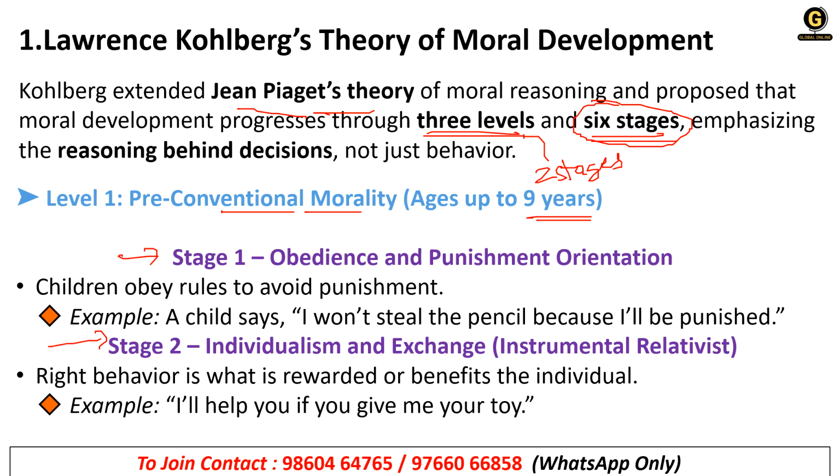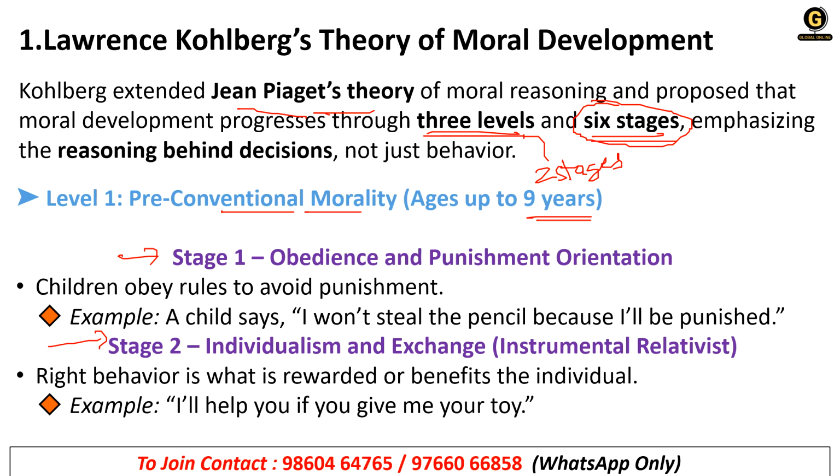So the child obeys the rules just to avoid punishment. Children believe that rules must be obeyed. Why? Because to avoid the punishment. Actions are considered wrong if they lead to punishment, regardless of the intention behind it. The child must know that if he or she does something wrong, he or she will be punished. So the child will not do anything against the rule; the child will not break any rules. They will always obey the rules because they will get punished.